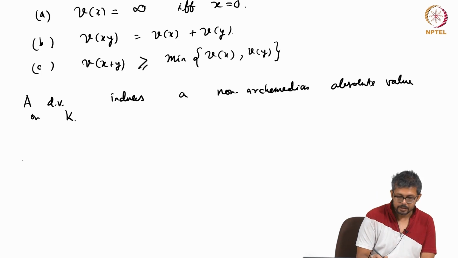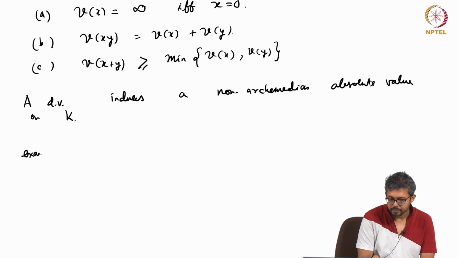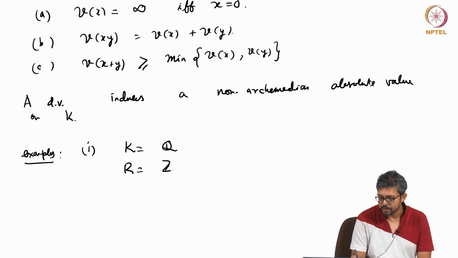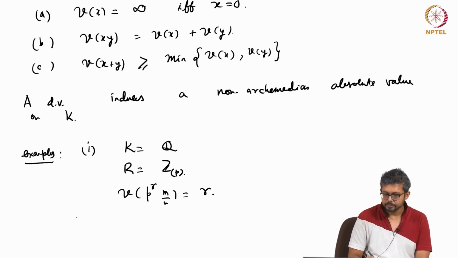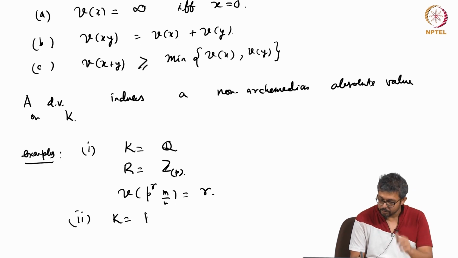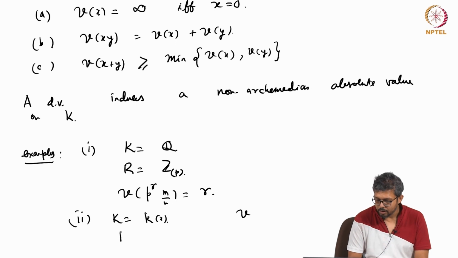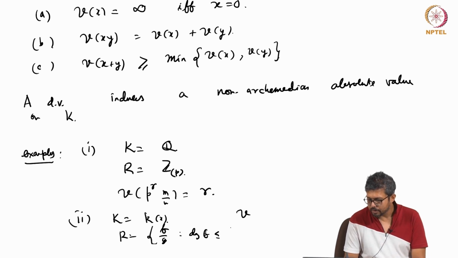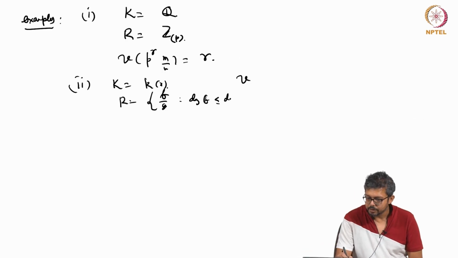Okay. So, first examples of discrete valuation. The first example which I told before: take K to be Q and R to be the localization. Then you define V of p to the power r times m by n to be r. Similarly, for the other one, when K equals the quotient field of k[x], define R to be F by G with degree F less than or equal to degree G. Then V of F by G you define to be degree of G minus degree of F.